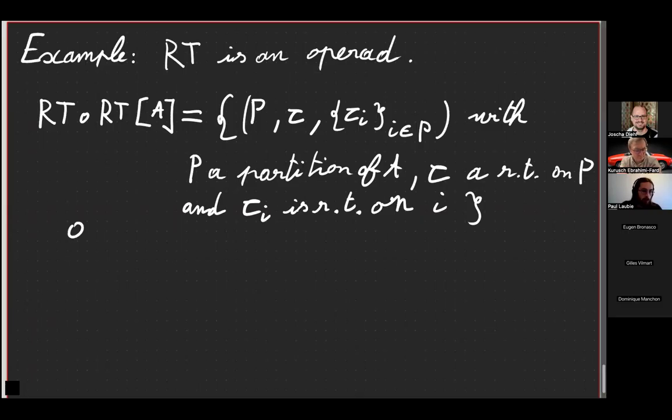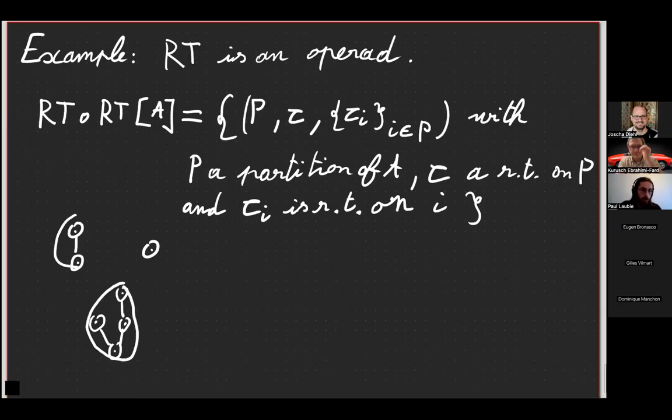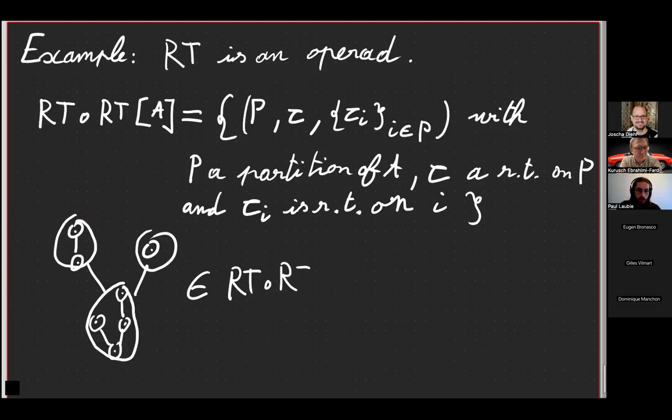I can have a small tree here. I will have elements of A inside the vertices, but I don't really want to write them down. All of those trees are arranged in a way that gives us a big tree. So this will be an element of RT circle RT of 1, 2, 3, 4, 5, 6, 7. Here I should give numbers inside each vertex, but you understand it.